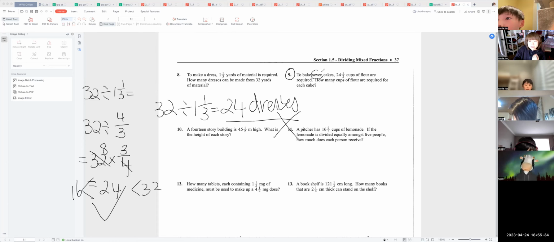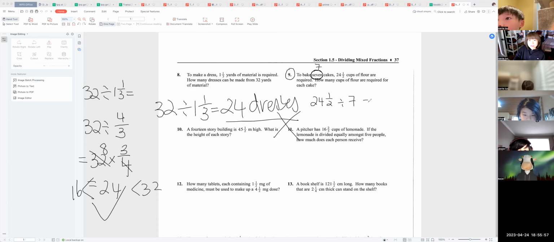OK，我们说一下，这个很重要，小朋友们。当你看到这个 seven cakes 的时候，把它写成是阿拉伯数字。To bake 7 cakes, 24 and a half cups of the flour are required. How many cups of flour are required for each cake?